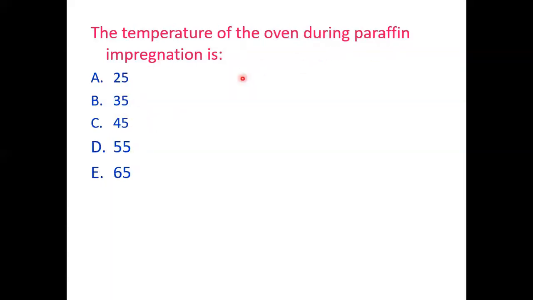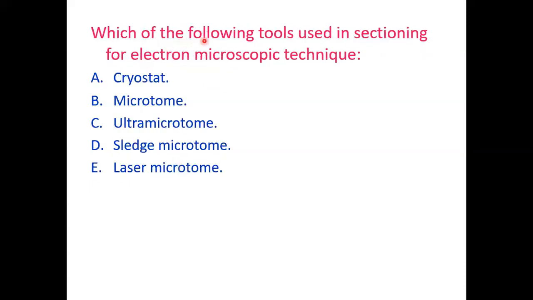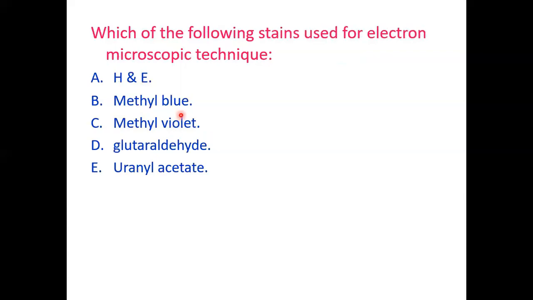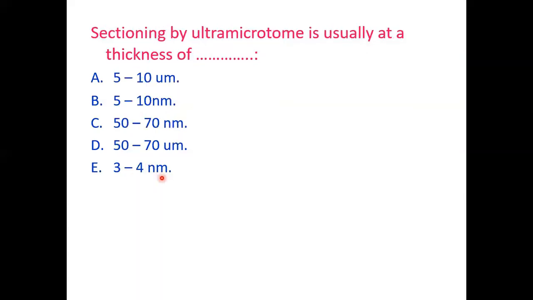Temperature of the oven during paraffin technique: 55 degrees Celsius. Which of the following tools is used in sectioning of electron microscopic technique? Cryostat wrong, microtome wrong, ultramicrotome is the correct answer, number C. Which of the following stains is used for electron microscopic technique? Yes, uranyl acetate. Number E is the correct one.